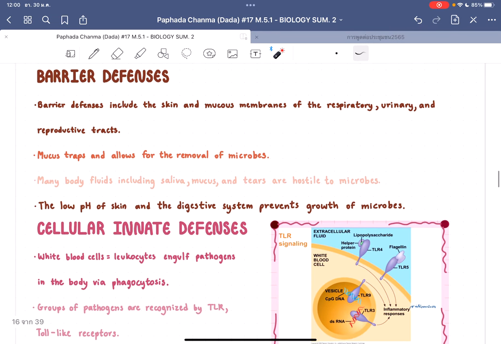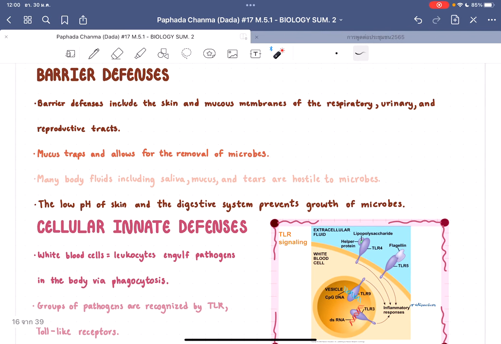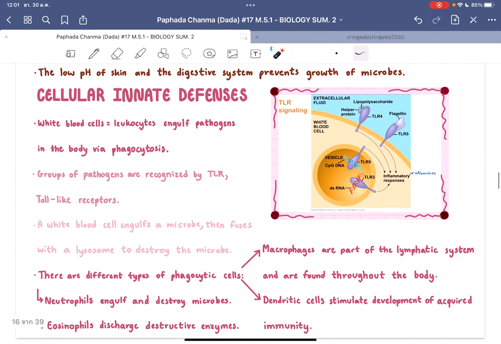Barrier defenses include the skin and mucous membranes of the respiratory, urinary, and reproductive tracts. Mucus traps and cilia allow for the removal of microbes. Many bodily fluids, including saliva, mucus, and tears, are hostile to microbes. The low pH of skin and the digestive system prevents growth of microbes.